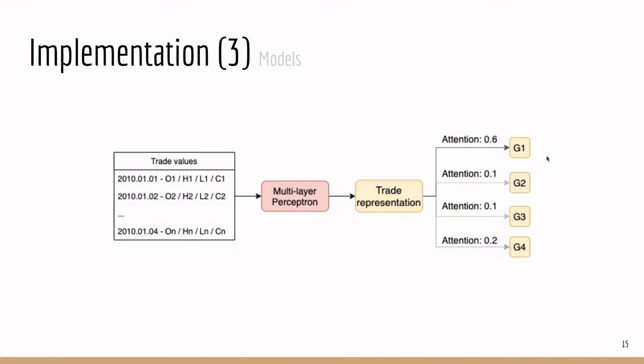So here an example is maybe for G1, we have an attention that is higher compared to the other one. So we can assess that the trade representation focuses more on the category G1 than the other one.